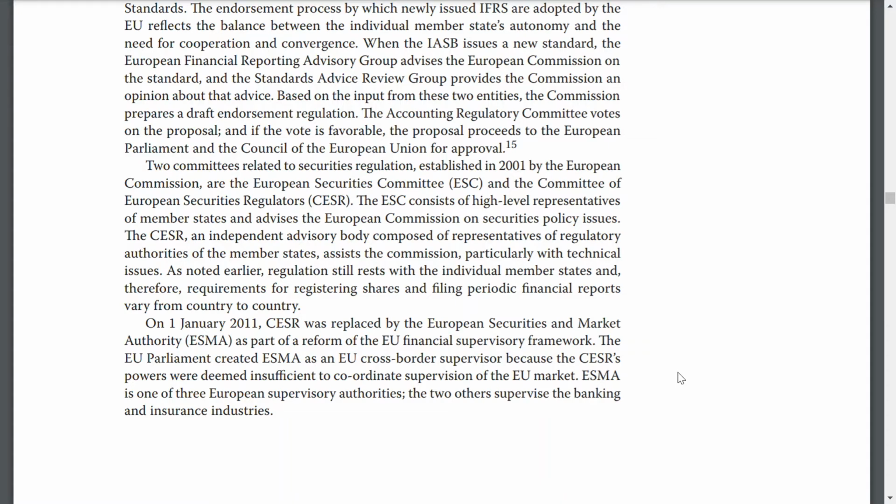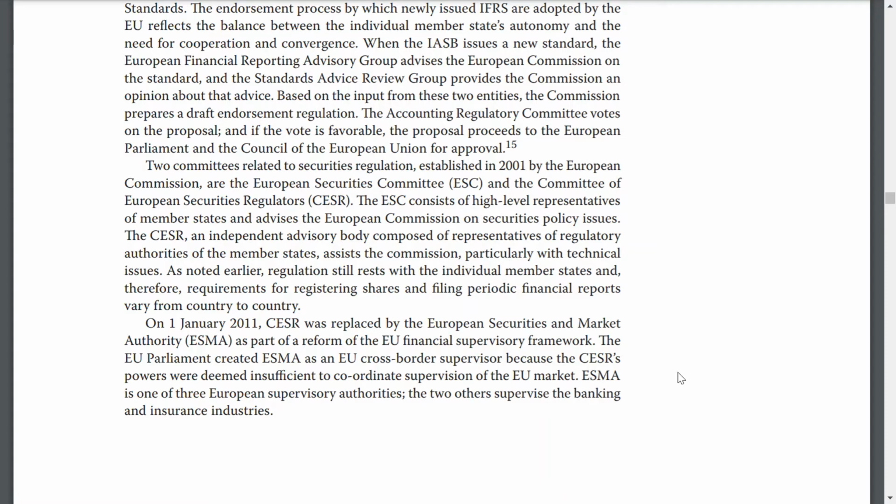Two committees related to securities regulation were established in 2001 by the European Commission: the European Securities Committee, the ESC, and the Committee of European Securities Regulators, or the CESR. The ESC consists of high-level representatives of member states and advises the European Commission on securities policy issues. The CESR is an independent advisory body composed of representatives of regulatory authorities of member states, and assists the Commission particularly on technical issues. As noted earlier, regulation still rests with the individual member states, and therefore requirements for registering securities and filing periodic financial reports vary from country to country.